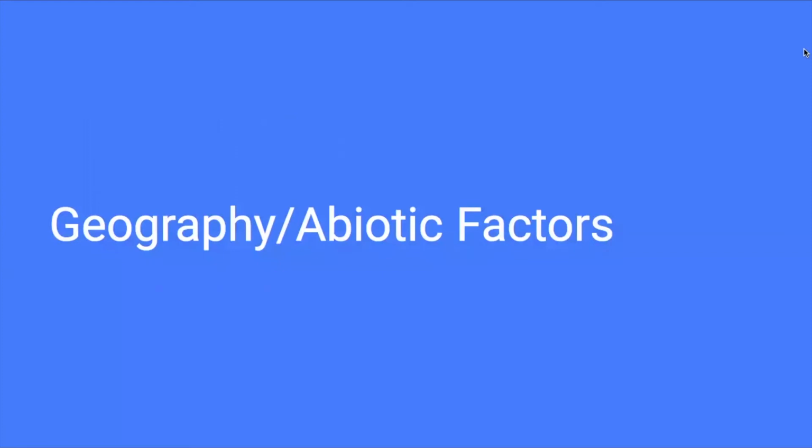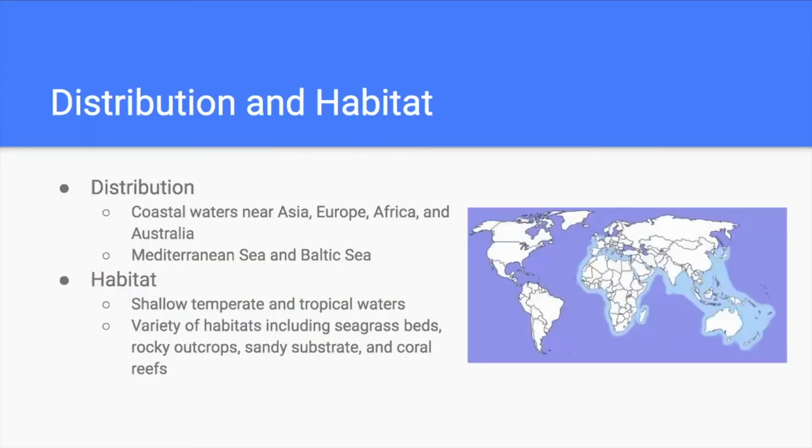Moving on to their geography and abiotic factors. Their distribution, they're found in coastal waters near Asia, Europe, Africa, and Australia. And they're also found in the Mediterranean Sea and the Baltic Sea. Most species are found in shallow temperate and tropical waters. However, some species have been known to live as deep as 2,000 meters.